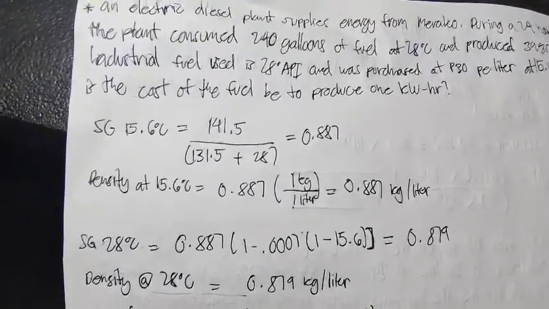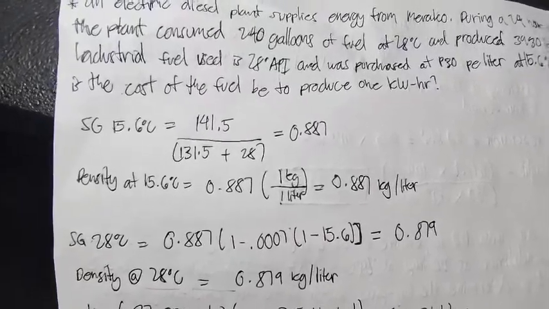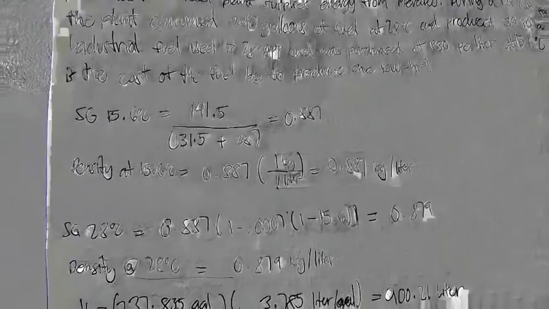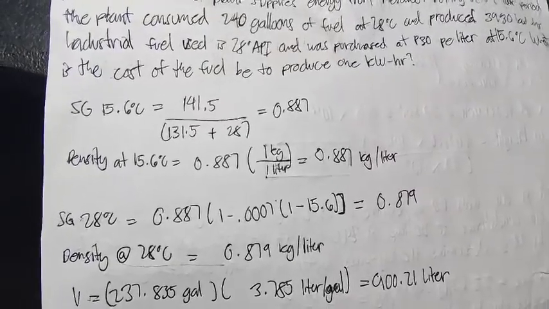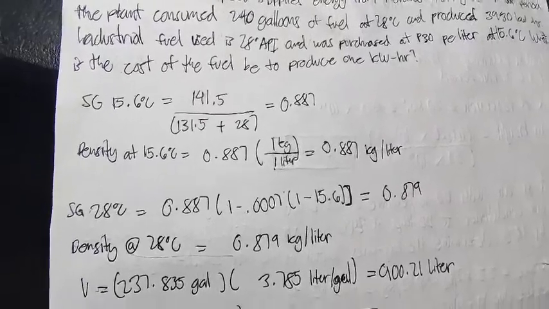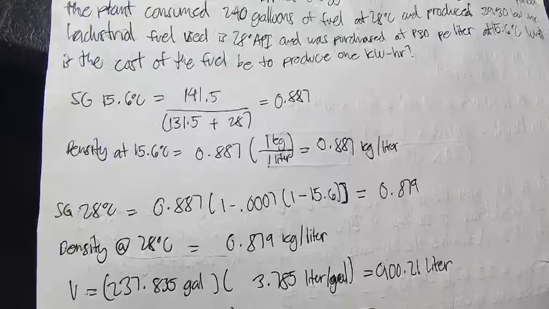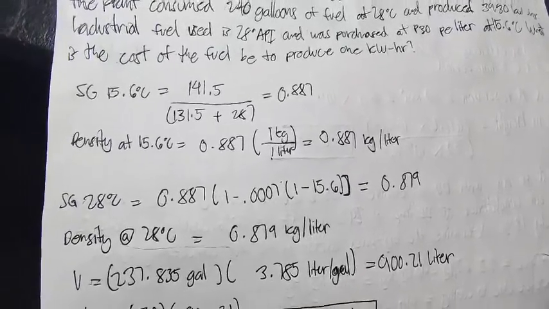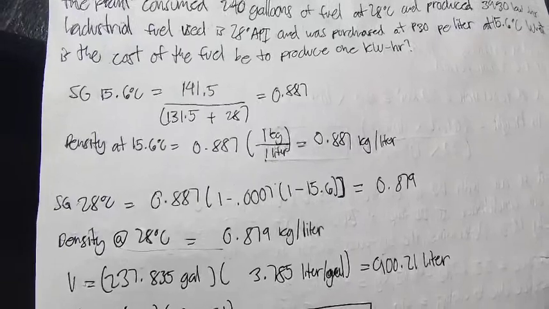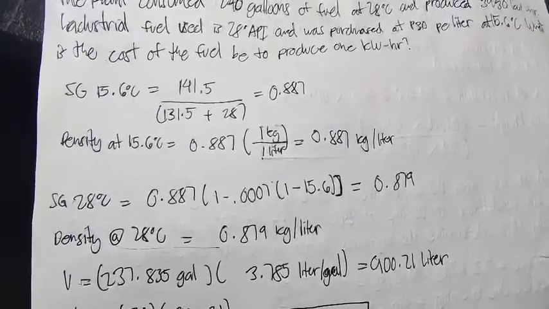So this is the formula. So it will be 141.5 divided by 131.5 plus 28. So the answer is 0.88887. So the density at 15.6 degree Celsius will be 0.8887 times 1 kilogram over 1 liter.